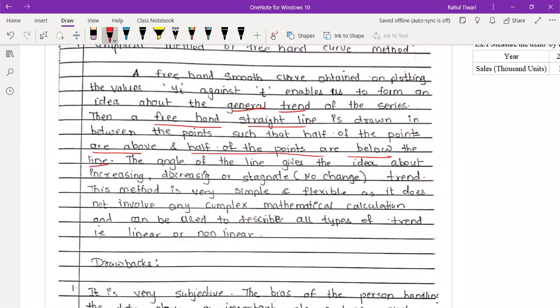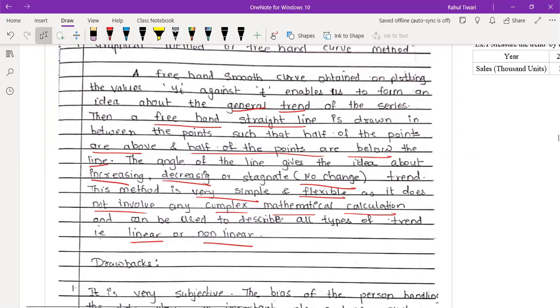And the angle of the line gives the idea about increasing, decreasing, or no change in the data. What does this angle represent? Either it is increasing or decreasing, or there is no change in the data trend. This is very simple and flexible, as it does not require any complex mathematical calculation and can be used to describe any type of trend, maybe linear or non-linear. So this method is generally used to understand whatever data I have. I'm randomly picking the points and drawing the line, but making sure that half the points are above and half the points are below.